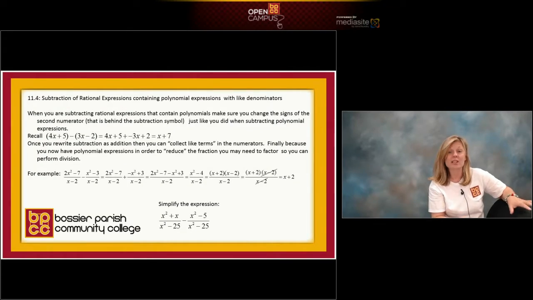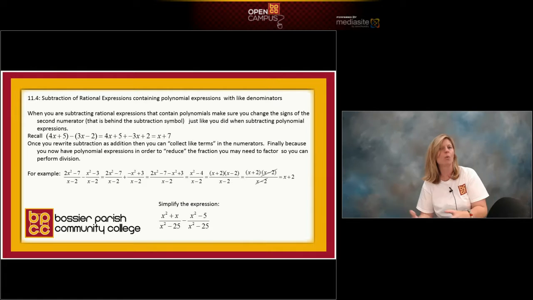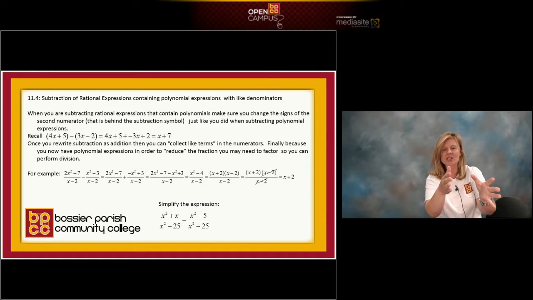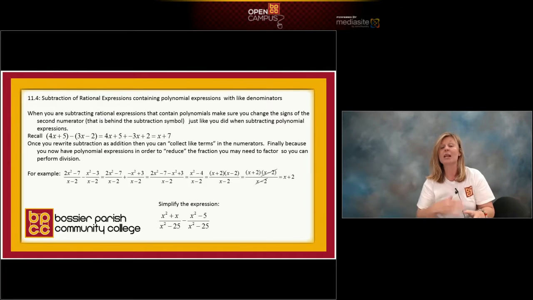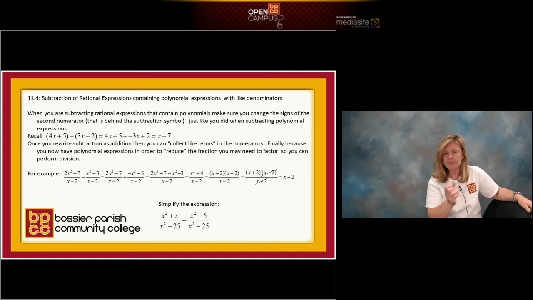Okay, now we're ready to subtract rational expressions that contain polynomials. Remember, a polynomial is a sum of many monomials. So if we have a subtraction symbol in front of a polynomial, whether it has 2 terms, 3 terms, or 4 terms, that subtraction symbol means I'm subtracting all those terms behind it, which means all those terms have to become the additive inverse. Okay, if you look at the PowerPoint, here's an example we've done a long time ago.